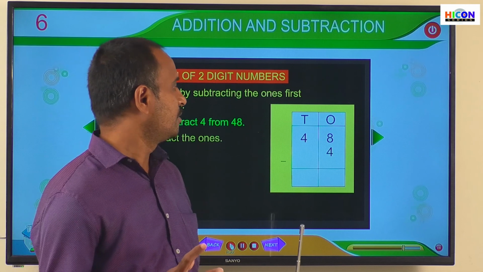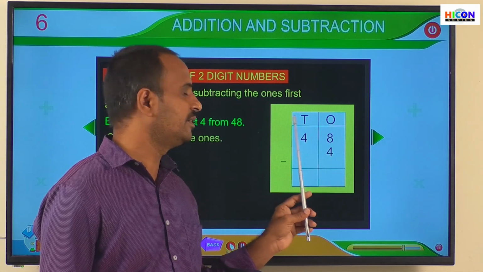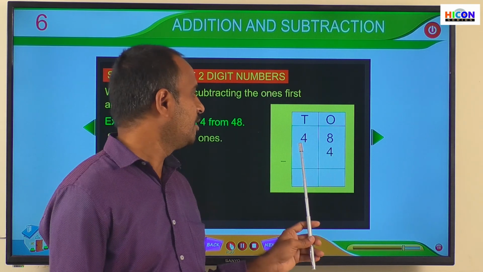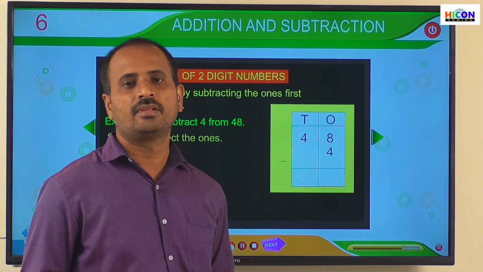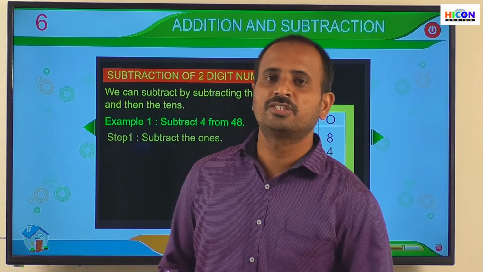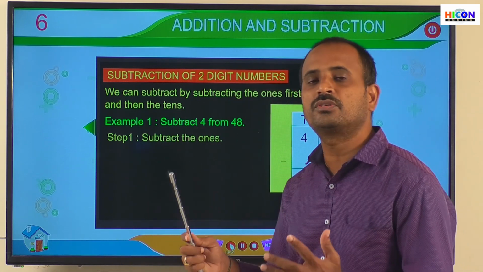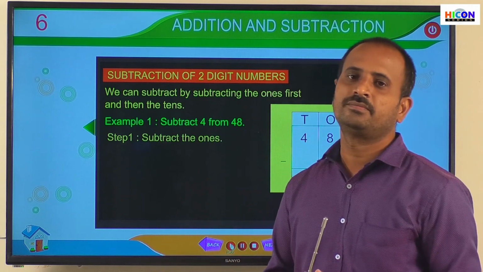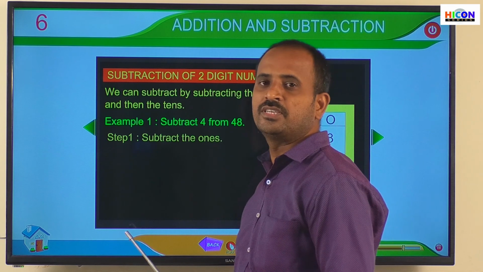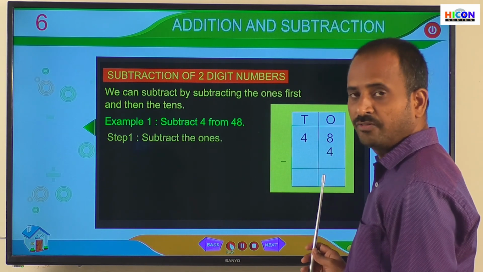And also write the places above each digit, that means ones place and tens place. Here 8 and 4 are present in ones place and 4 is present in tens place. Now start the subtraction. What is the first step here? Step 1 is subtract the ones. That means first you have to start subtraction from ones place, that is from the right side. What are the digits present in ones place here? Here 8 and 4.